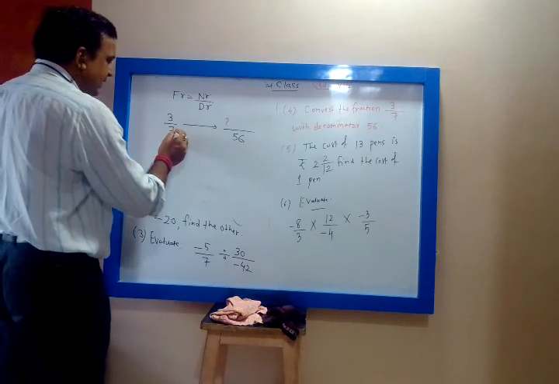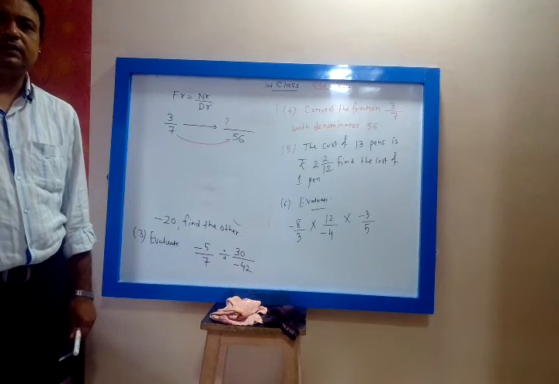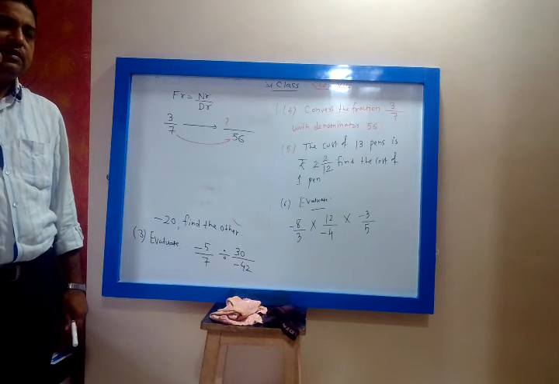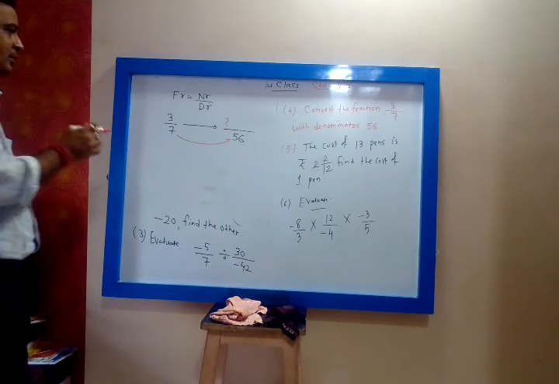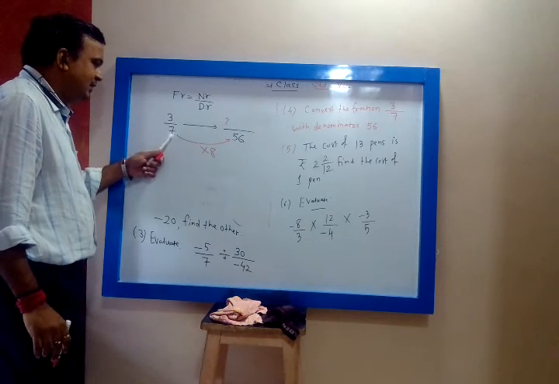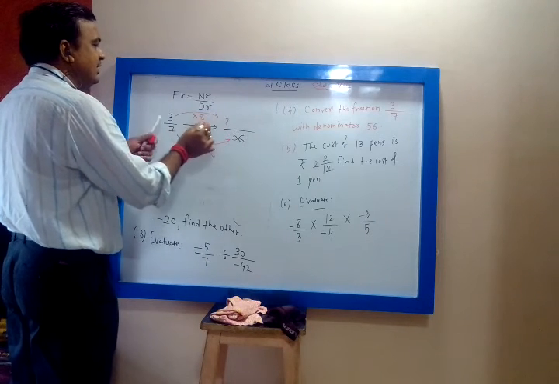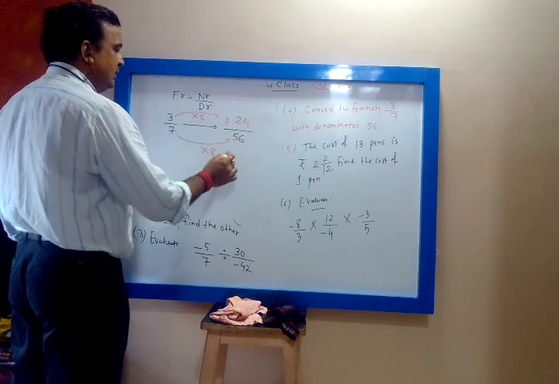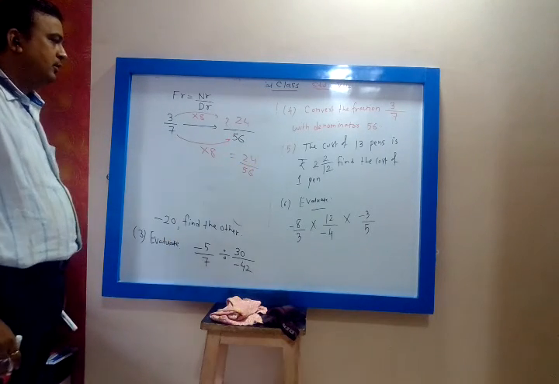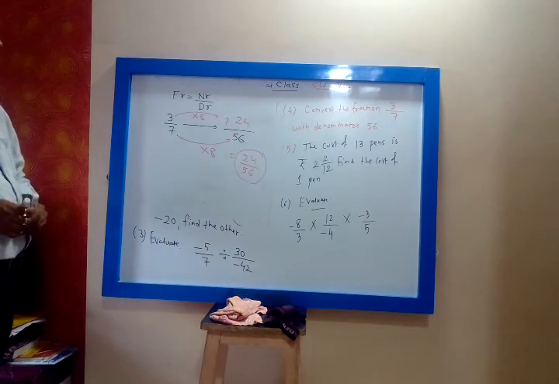That means denominator 7 I have converted to 56. So how will you convert 7 into 56, my dear? Multiply by 8. So I have multiplied the denominator by 8. 8 sevens are 56. So I have to multiply the numerator also by 8. So what is 3 eights? 24. So the answer is 24 upon 56. Okay.